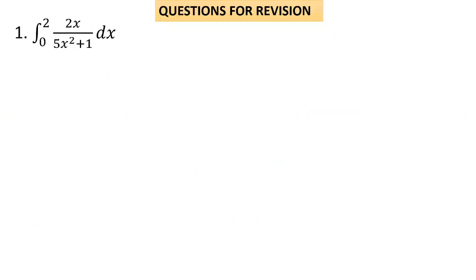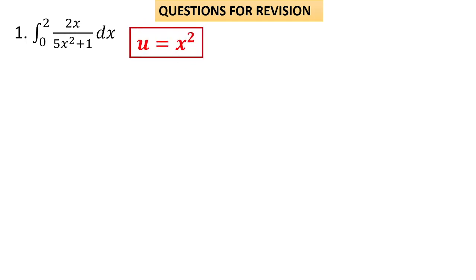Well, let us try some problems now. Integral from 0 to 2 of 2x upon 5x square plus 1. This can be done by taking the integral of 2x by 5x square plus 1 dx, doing it totally, doing the substitution, doing the resubstitution, then substituting x equals 2 minus substituting x equals 0. That is okay. But now we can do it like this also.